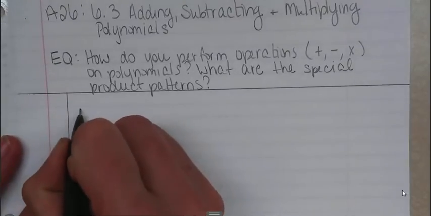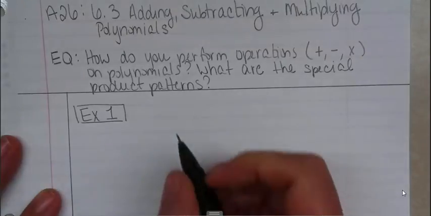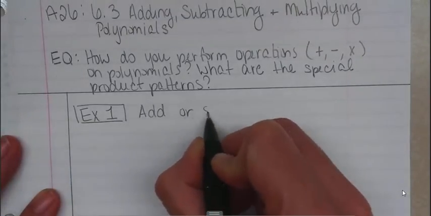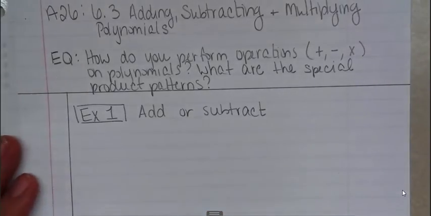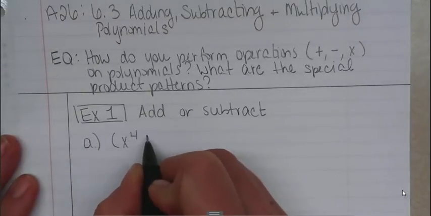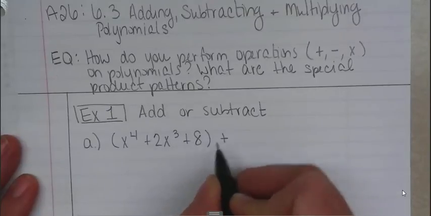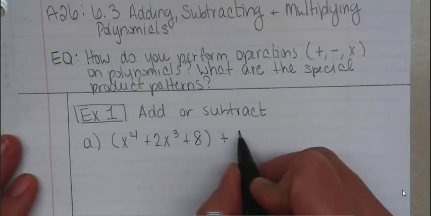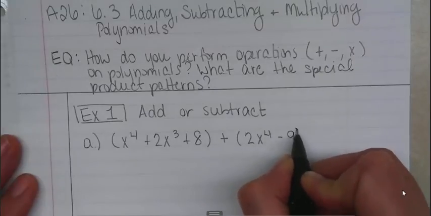So starting with the easy stuff, example 1, we're going to add or subtract. Okay, so the first example gives you x to the 4th plus 2x cubed plus 8. That's one polynomial. Okay, it's actually a trinomial, right, because there's 3 terms. And then I'm going to add to that a binomial, 2x to the 4th minus 9.